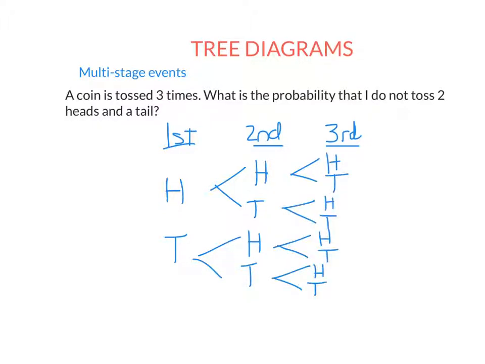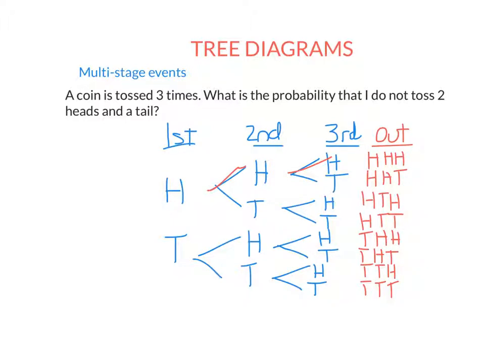So there's no real point doing this unless I list all of the outcomes. So to find the outcomes, I just follow the branches. So I have head, head, and then another head. So that's my first outcome. The next one is head, head, tails, and so on. So overall, the number of outcomes is 2, because there were 2 in the first stage, times 2 in the second stage, times 2 in the third stage. So 2 times 2 times 2, which is 8.